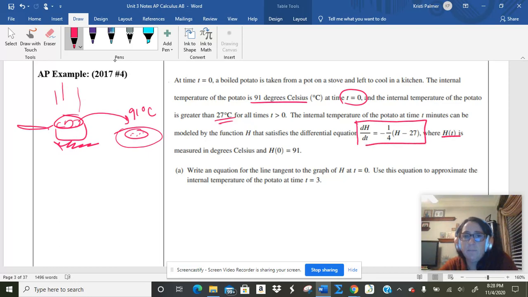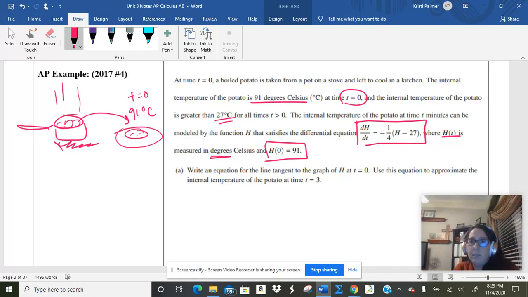So H of T is measured in degrees Celsius. And then they give me this initial H of 0 equals 91, which we already knew. When time was 0, I was at 91 degrees. It wants me to write an equation of the tangent line to the graph of H when my time is 0. Then we're going to go approximate.